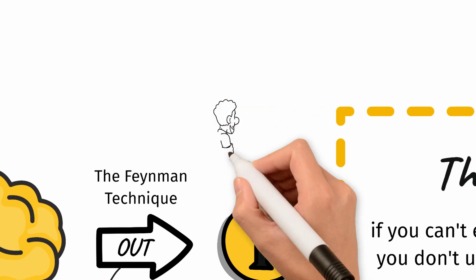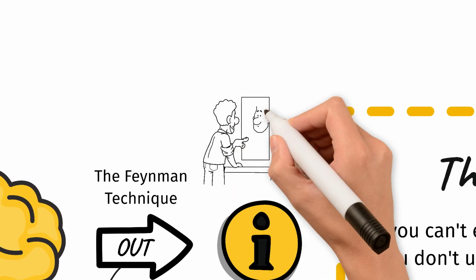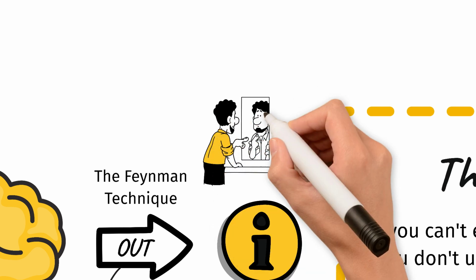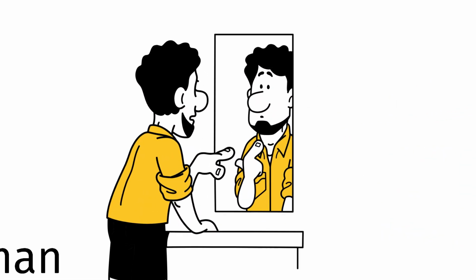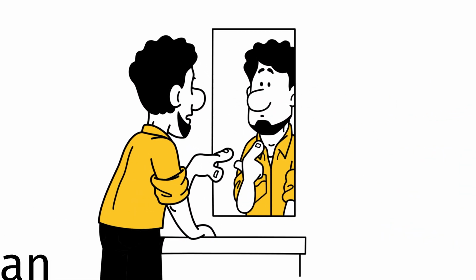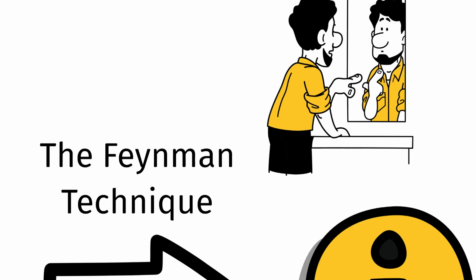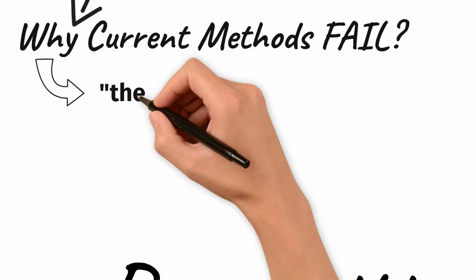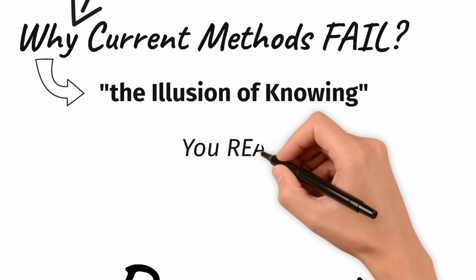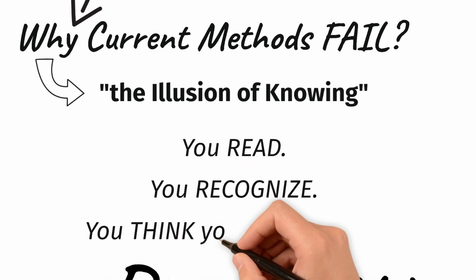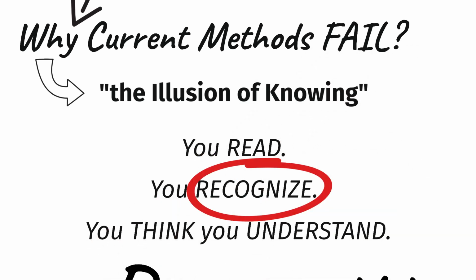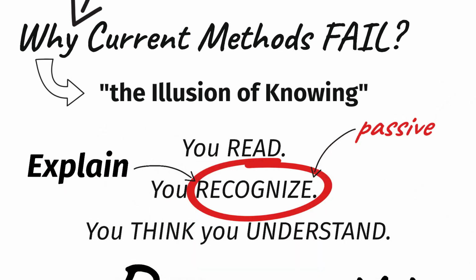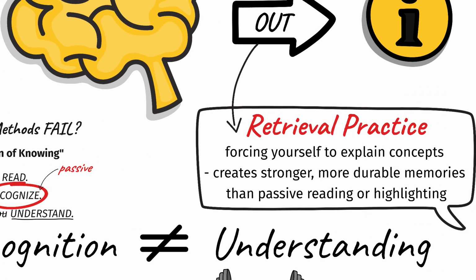When you try to teach a concept, your brain immediately identifies the gaps in your knowledge. It's like holding your understanding up to a mirror. You see exactly where the cracks are. Traditional studying tricks your brain with what psychologists call the illusion of knowing. You read, you recognize, you think you understand. But recognition is passive. Explanation is active. It forces your brain to connect concepts, find examples, and build mental models.